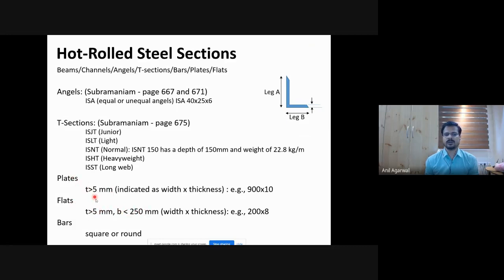If the width is less than 250, and that's how it is rolled, not by cutting a plate. If you cut a plate to make it 250, then you don't call it a flat. The flat should be rolled that way. So if it is less than 250, then you call it a flat. And then bars are typically square or round.